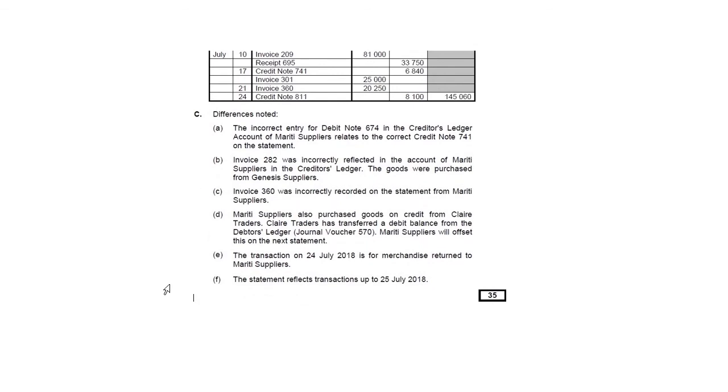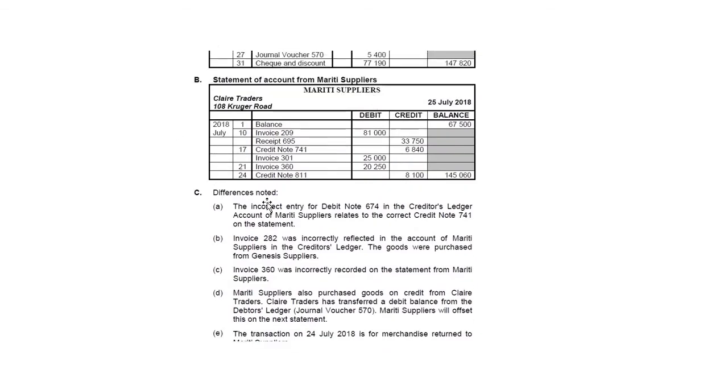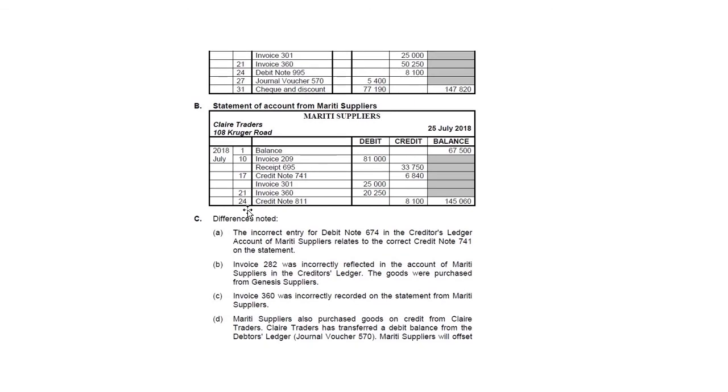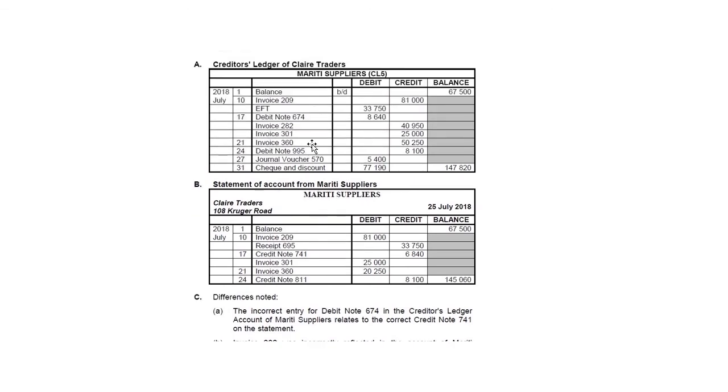When we get to F, the statement reflects transactions up to 25 July. In other words, their statement will only have entries up to the 25th. You can see the last one there was the 24th. We've still got transactions after that.